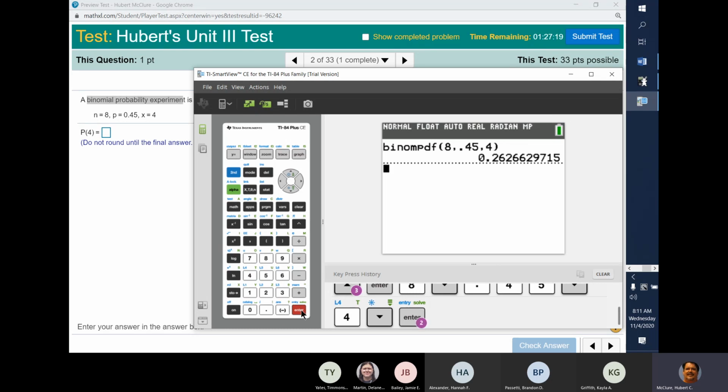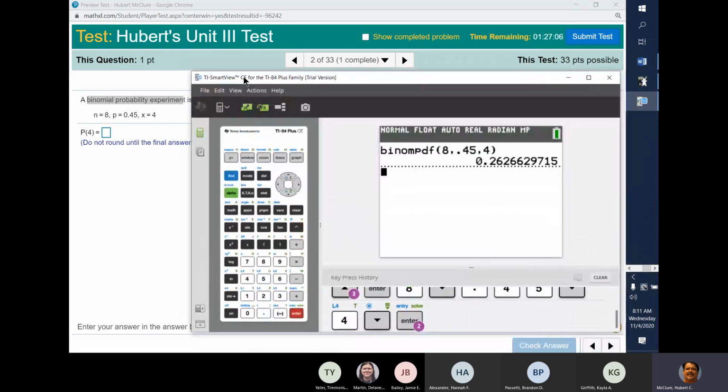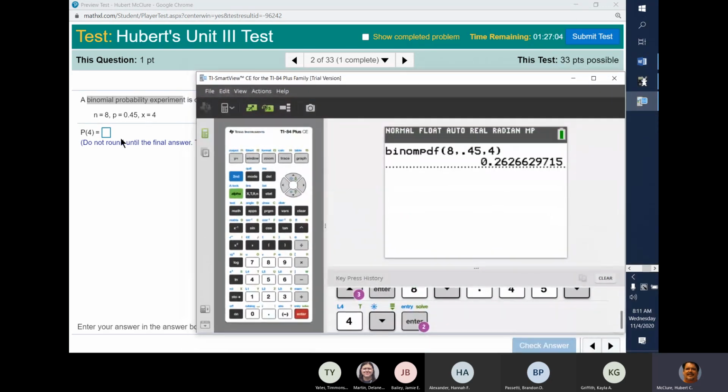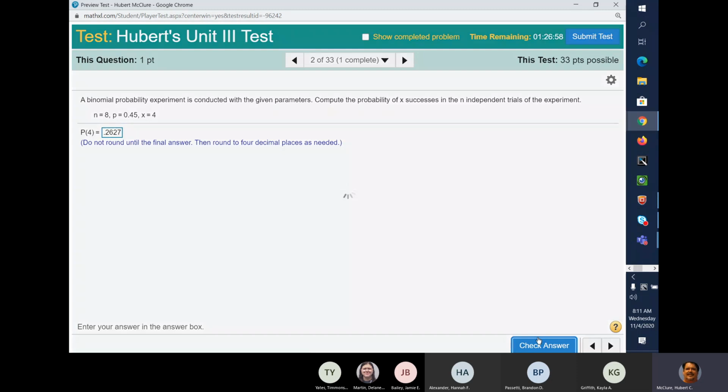Hit enter and round to 4 decimal places because it is area. Wait a minute, it says do not round. Round final, okay, 4 places. So that's going to be 0.2627. And that should be correct.